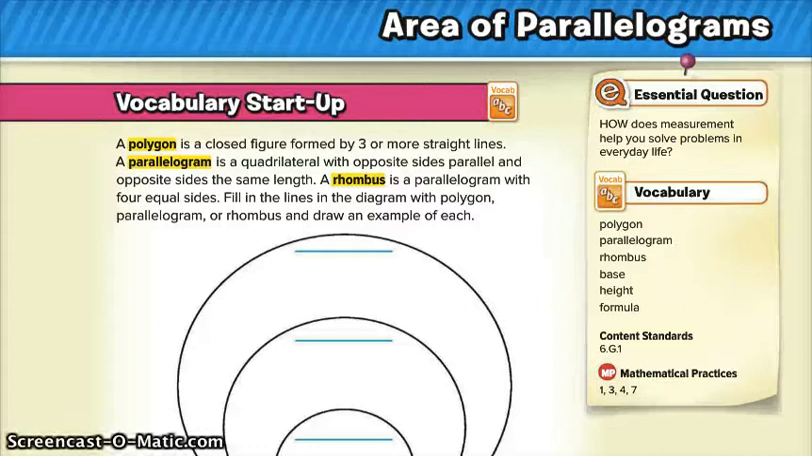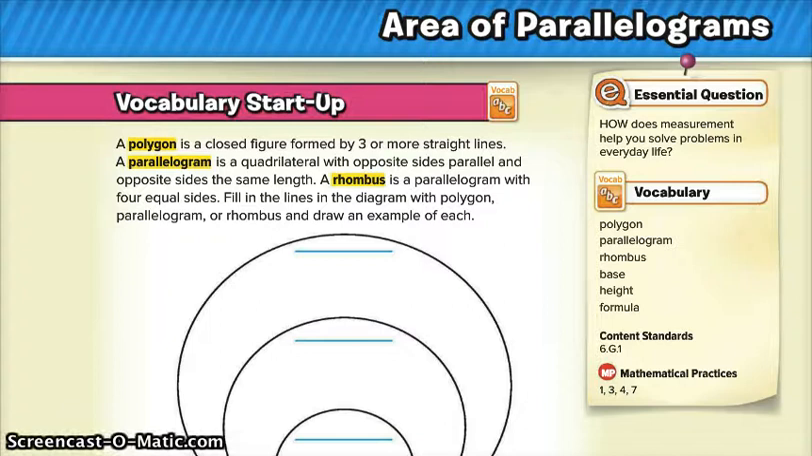This video is going to walk you through our area of parallelograms packet. So if you go ahead and take a look at the vocabulary startup, this is really getting us into our first official lesson of geometry. So it's going to reintroduce some vocabulary terms that you may know and you may not know or may not remember.